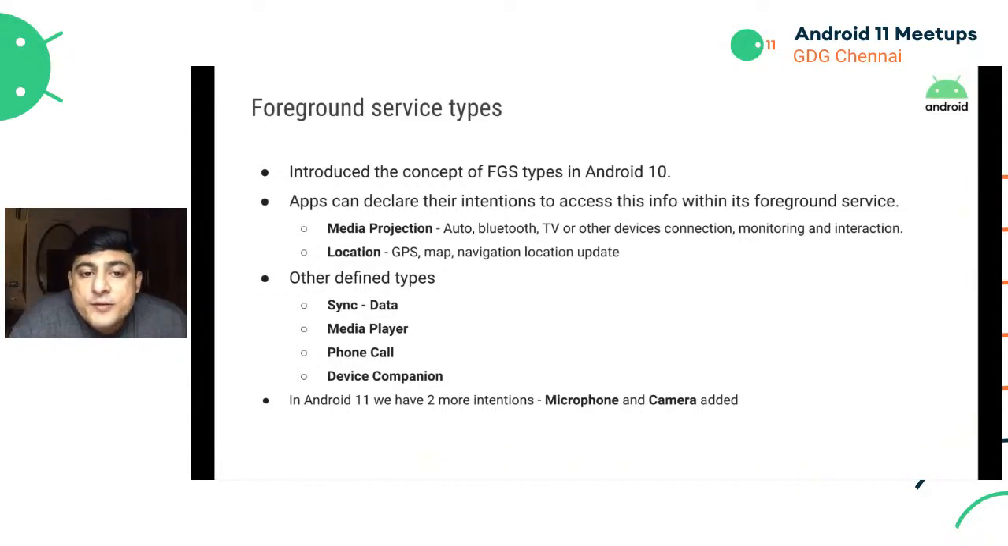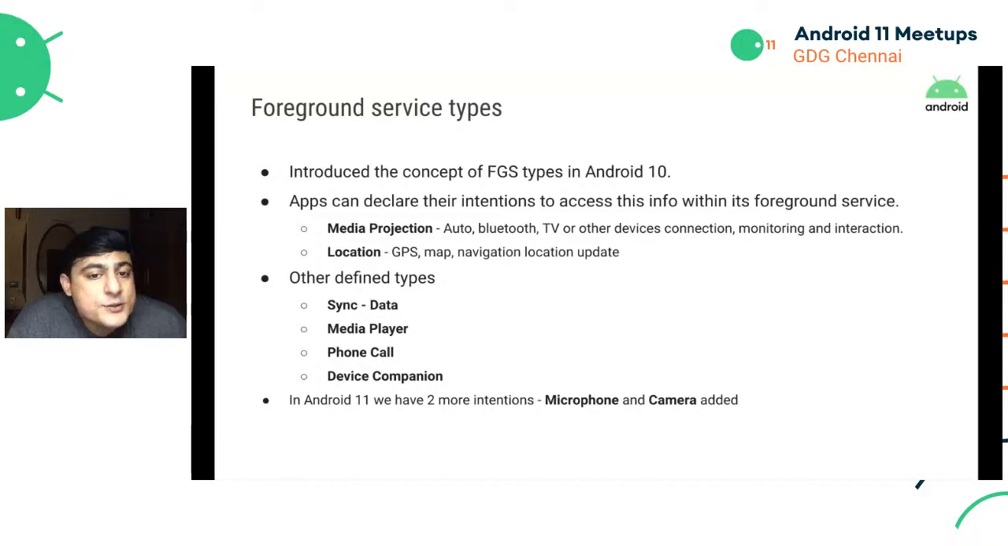Now in Android 11, we are adding two more: microphone as well as camera. So now your foreground services will have to declare that they need camera access or microphone access. Otherwise, data from these two sensors will not actually be sent to those services.